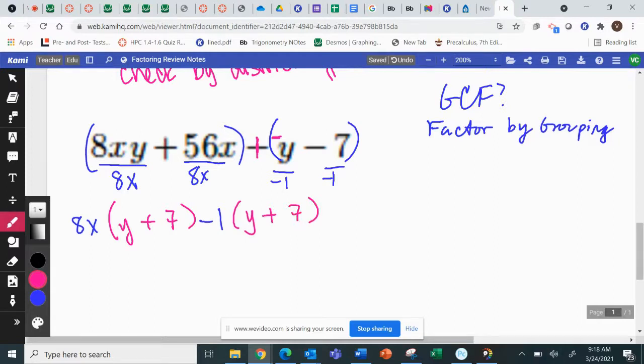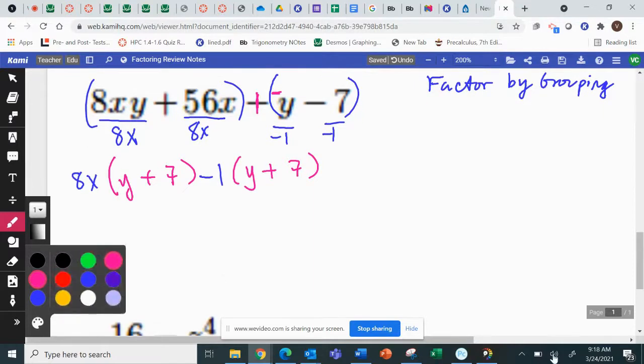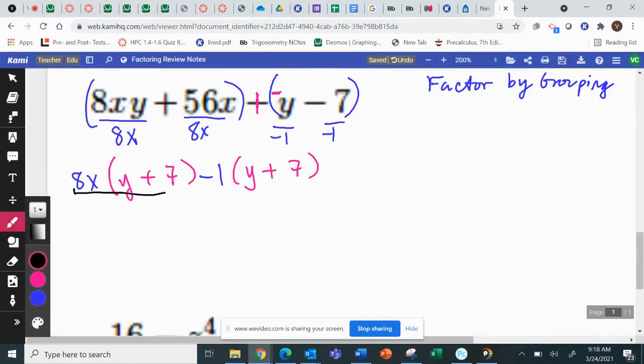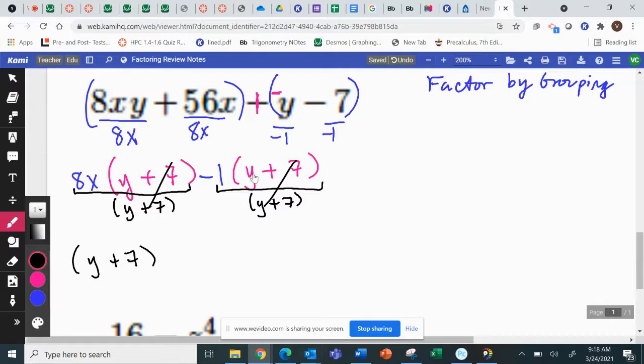So now what I've done is I've formed a really complicated looking binomial. And in this binomial, this is a term and this is a term. And in this binomial, I'm looking for a greatest common factor between the terms. So y plus 7, I can factor out of both of those. So it goes in front. And then whatever is left goes in the second parenthesis. So I have y plus 7 multiplied by 8x minus 1.